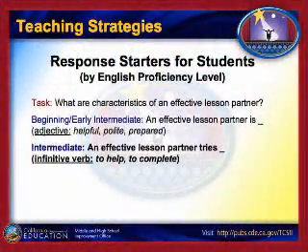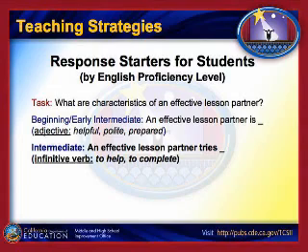Now, at another level of complexity, at the intermediate level, and by intermediate, I don't necessarily just mean by English language proficiency by the ELD standards, but just general adolescent language use. A very average starter might be, "An effective lesson partner tries," and then what needs to come after this? We need a base verb, an infinitive verb with "to."